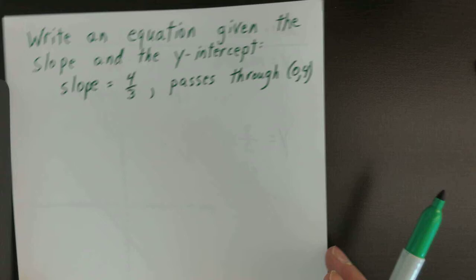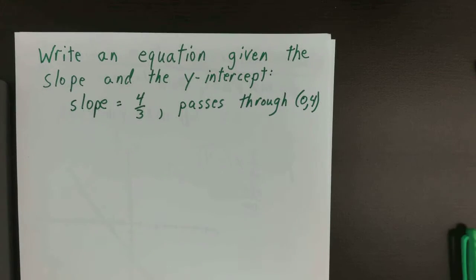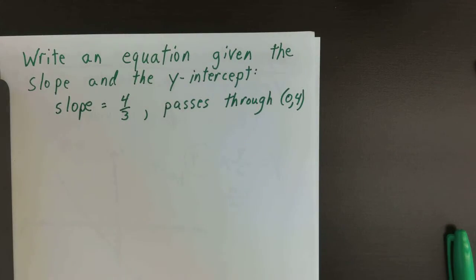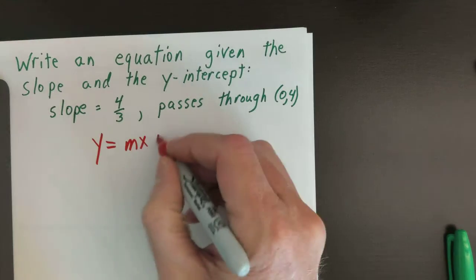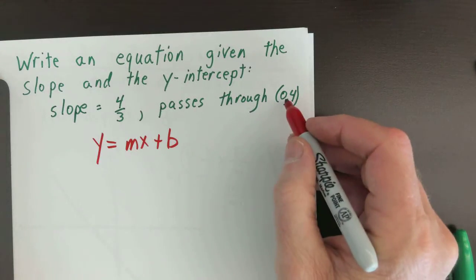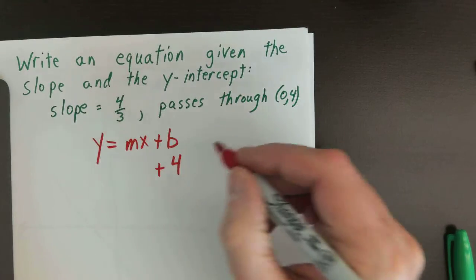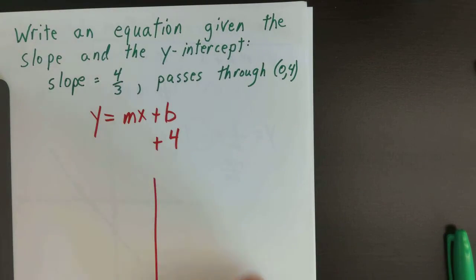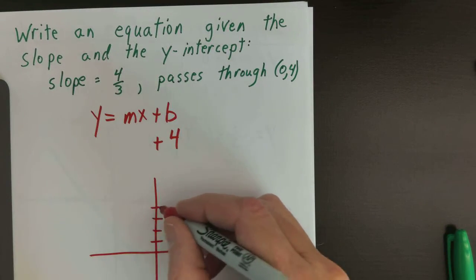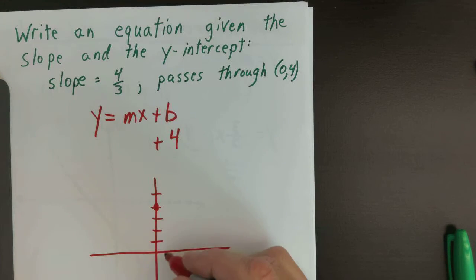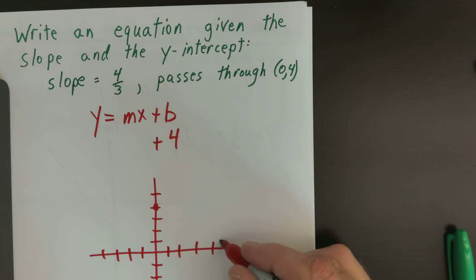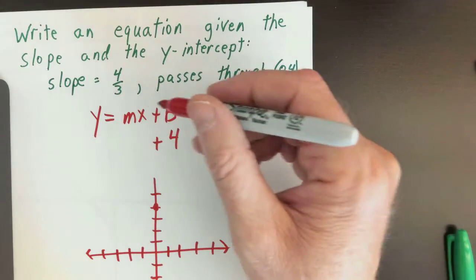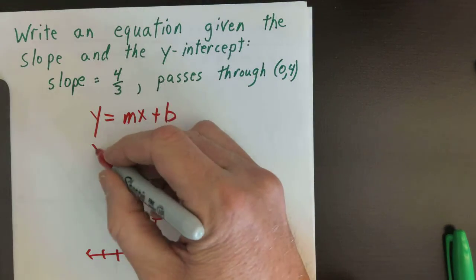All right. My next example. We're going to write an equation given the slope and the y-intercept. So y equals mx plus b is our standard form here. If it passes through 0, 4, then 4 is the y-intercept, because 1, 2, 3, 4. 0, 4 is a point on here. Just connect the equations with the graphs here. And then the slope is 4/3.